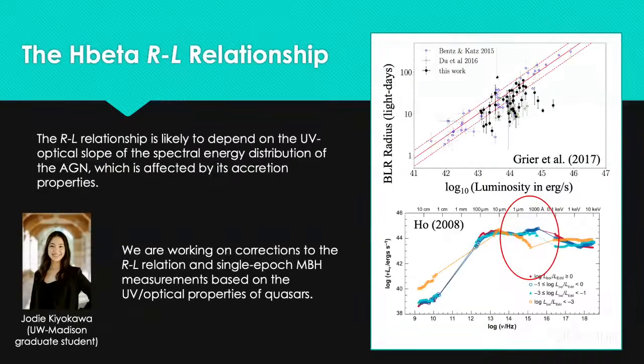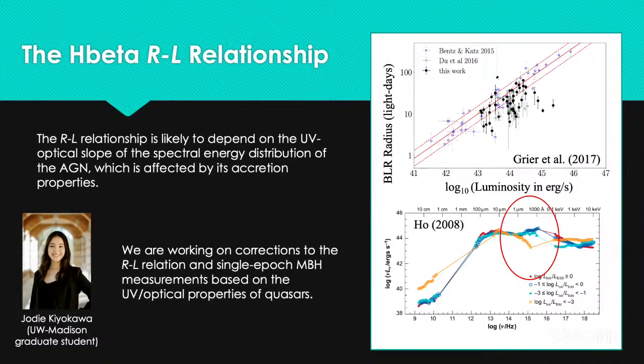Something that I've been thinking about, and that one of my grad students, Jody Kiyokawa at Madison, has been doing, is looking at the UV properties of all the quasars that have reverberation mapping results. We are looking to see whether there's some kind of correlation between the offset on the radius-luminosity relationship and the UV-optical slope in their spectral energy distributions. The UV-optical slope in a quasar SED depends on the quasar's accretion rate. So if we expect this to be accretion related, we would expect to see a difference in the UV. The UV is actually the light that photoionizes the broad-line region, not the optical. So we think that this might be one way forward.